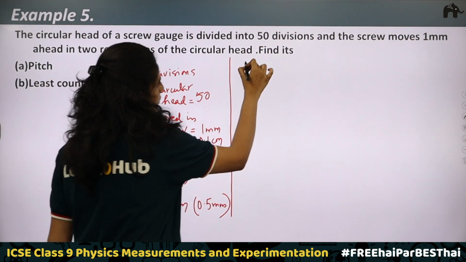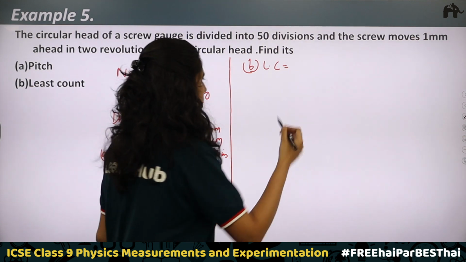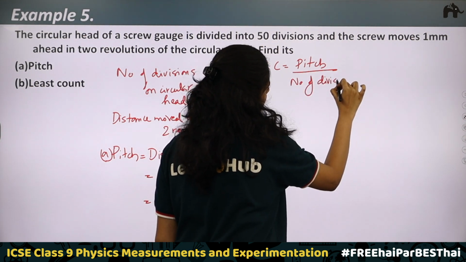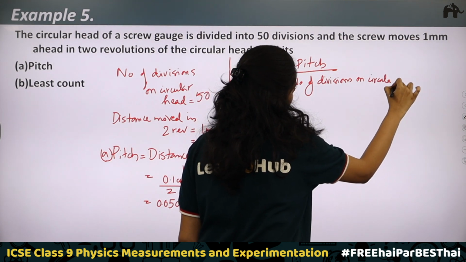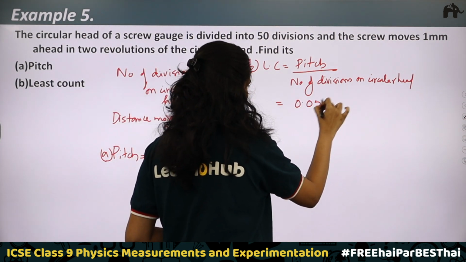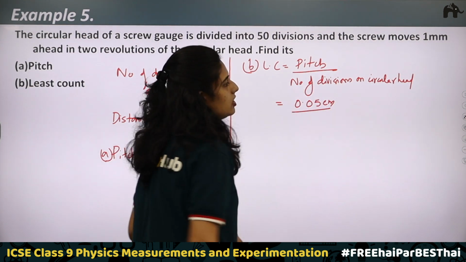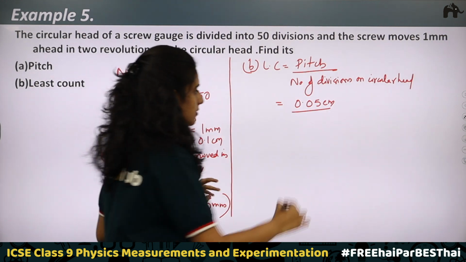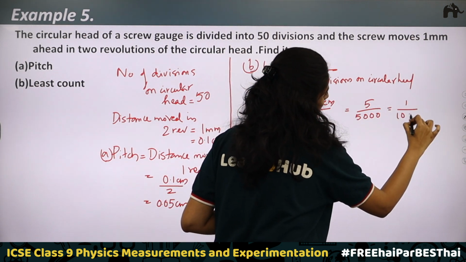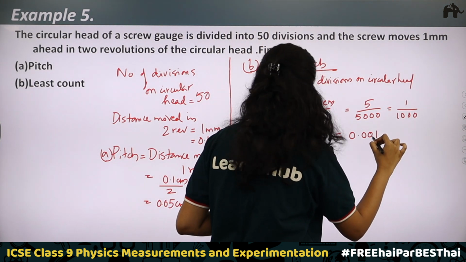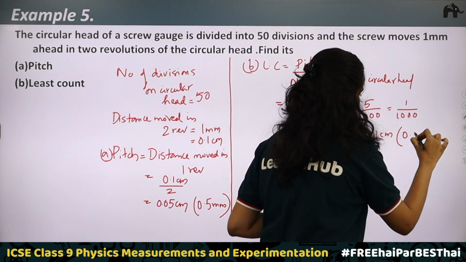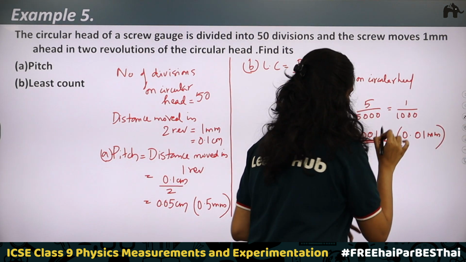Okay. Now, next we have to find the least count. We know in case of a screw gauge, least count is equal to pitch divided by number of divisions on circular head, which is equal to pitch we have determined, 0.05 centimeter divided by number of divisions on circular head. What is the number of divisions? Which is 50, it is given in the question, is equal to 5 divided by 5000 or 1 by 1000 equal to 0.001 centimeters. If it is in centimeters, you will get this value, or 0.01 millimeters. Okay, so this is your final answer.